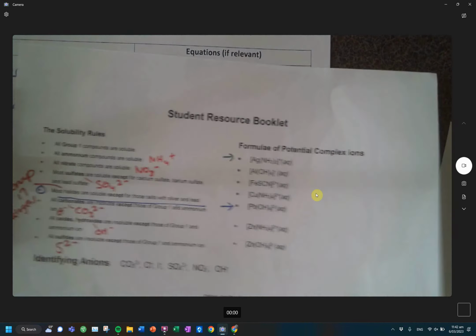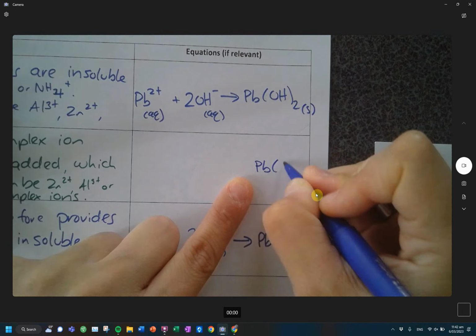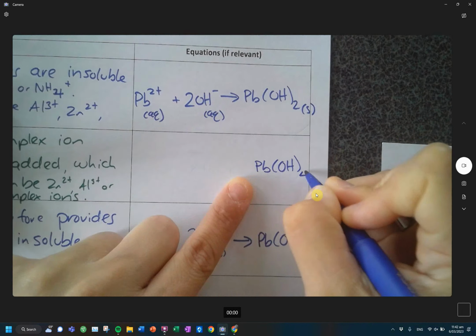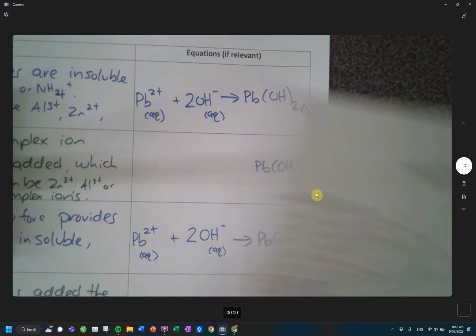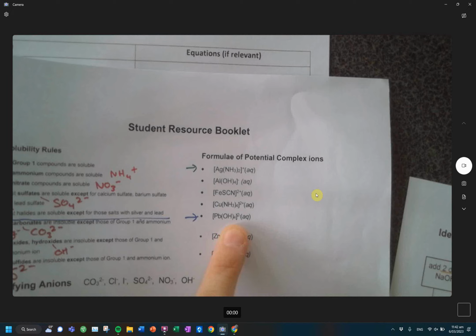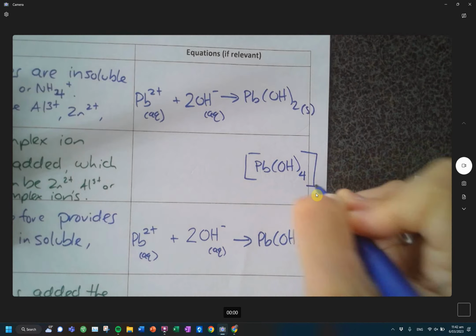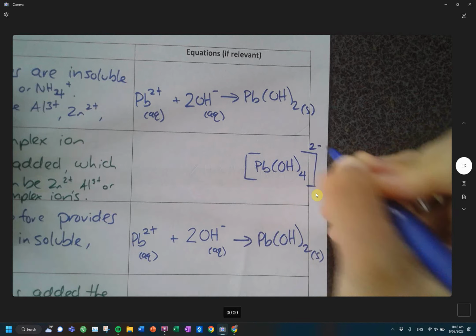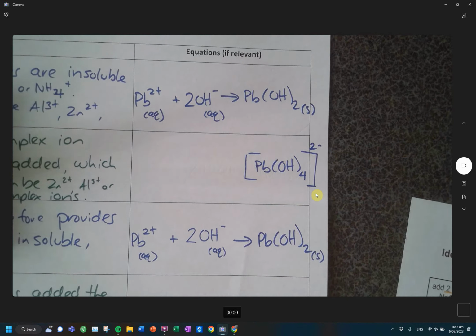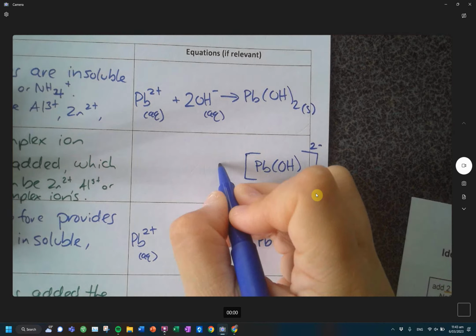So again, start with your product. In this case, I would have Pb(OH)4. I would put a 4, because that's what it says on this. I put the square brackets around it. And I put the charge, which is 2-. And then just go backwards and fill in the rest of your equation.